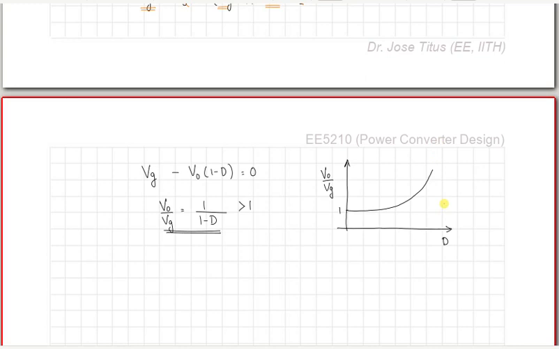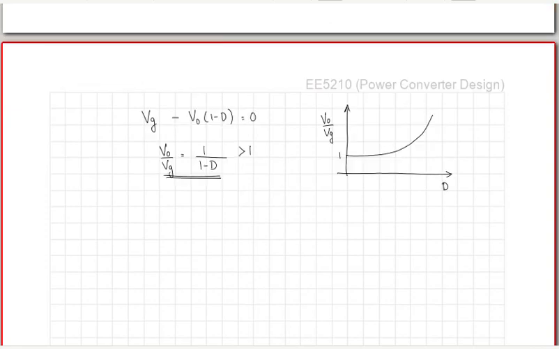So this means that at very small values of d, you have a gain which is close to unity, and at very large values of d, you have a gain which becomes very large and approaches infinity as d approaches unity. So this is the theoretical case. In practice, the gain that is obtainable from this circuit is kind of limited. So we will look at what is the reason for this limitation as we proceed.